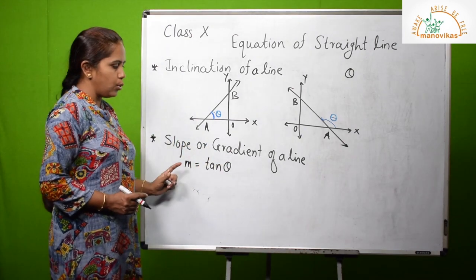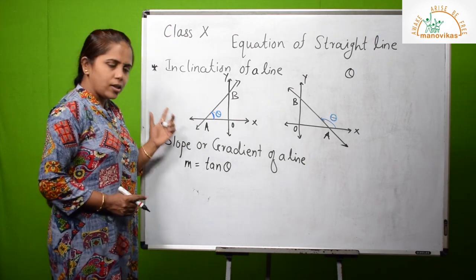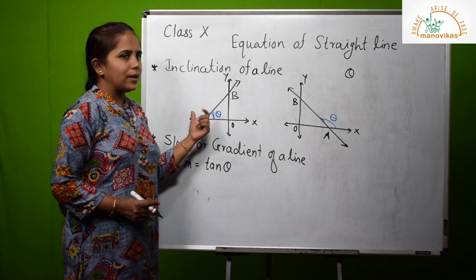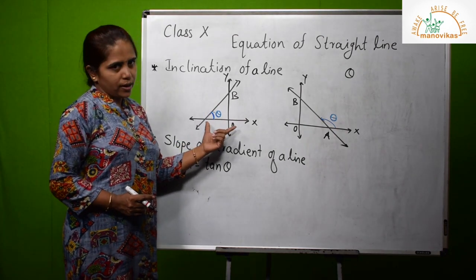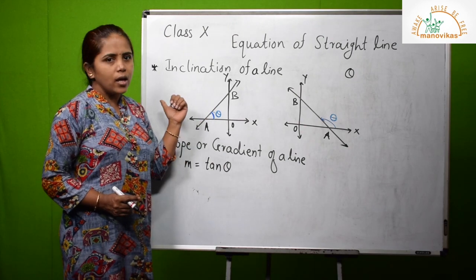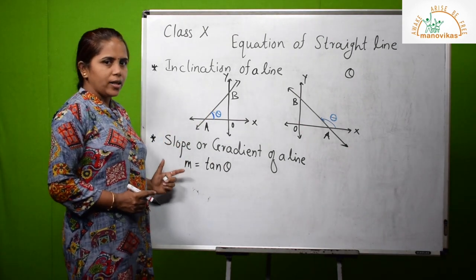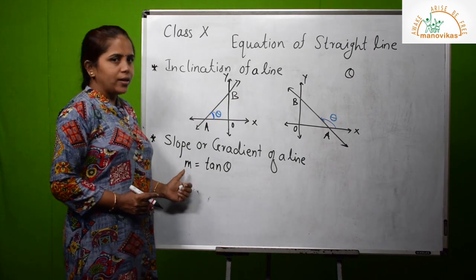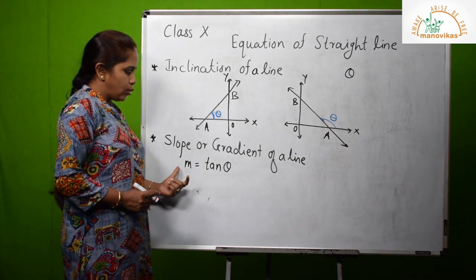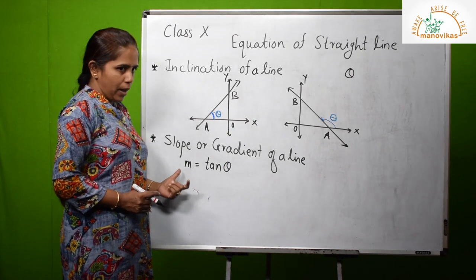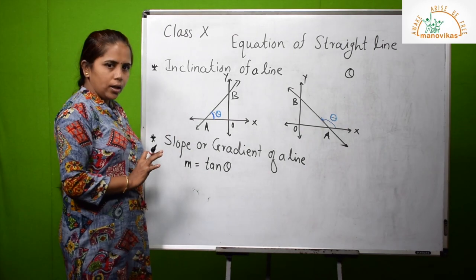Understood? These two things. Inclination, that is angle of inclination, is nothing but the angle made by the line with the positive direction of the x-axis in anti-clockwise direction. And slope or gradient of a line is nothing but the tan ratio of the angle of inclination, that is tan theta. So it is denoted by m. m is equal to tan theta is nothing but the slope of the line.